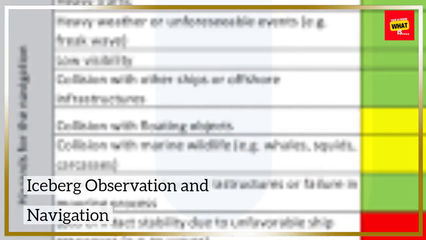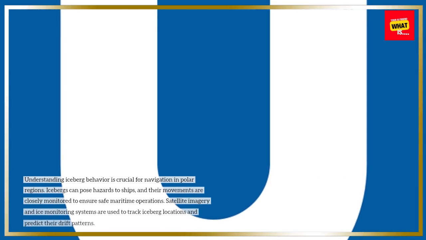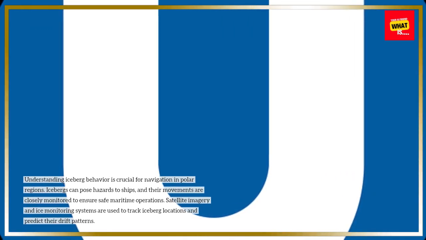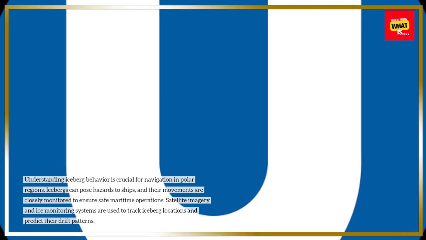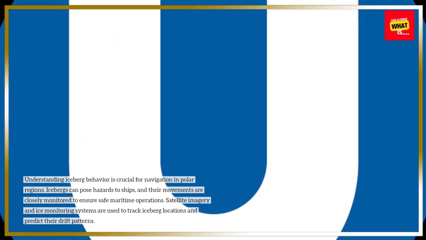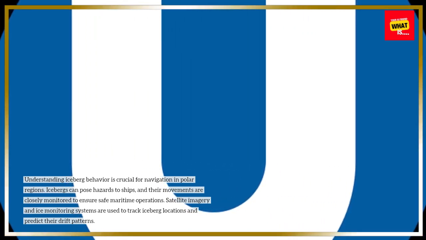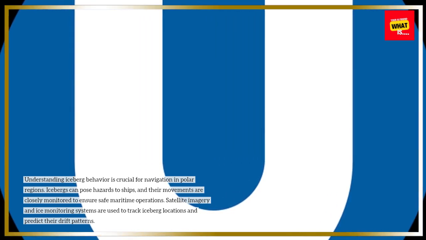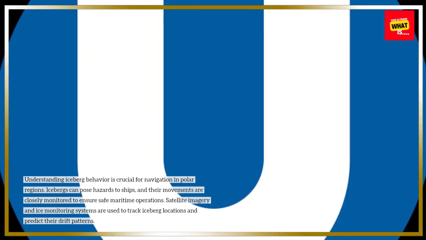Iceberg observation and navigation. Understanding iceberg behavior is crucial for navigation in polar regions. Icebergs can pose hazards to ships, and their movements are closely monitored to ensure safe maritime operations. Satellite imagery and ice monitoring systems are used to track iceberg locations and predict their drift patterns.